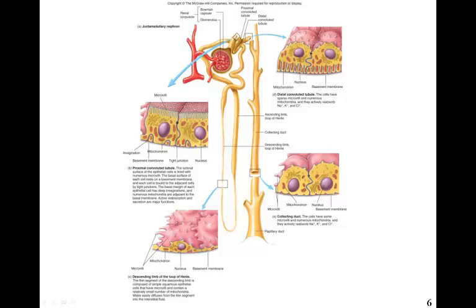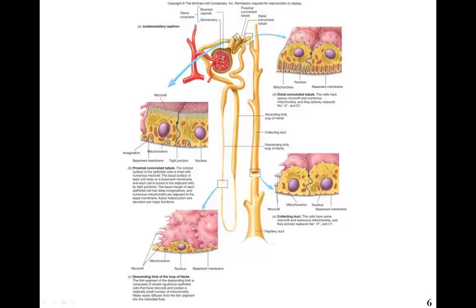This is the distal convoluted tubule and collecting duct. So looking at the proximal tubule, what we see are cells that are cuboidal and that have lots of microvilli. Let's think about functionally what that means.